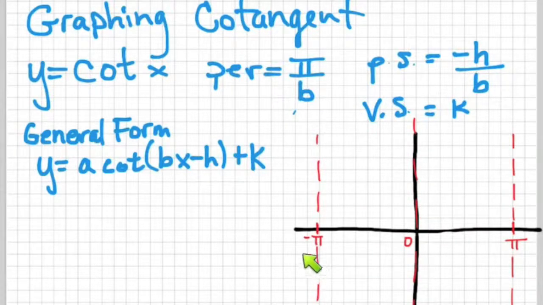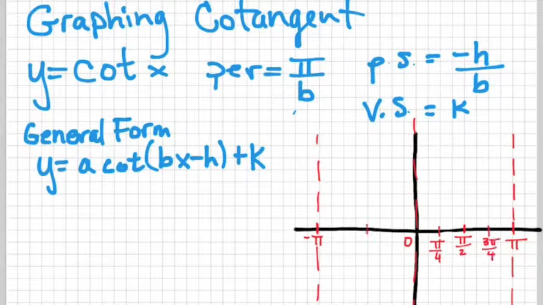My period for just the cotangent of x, right? If you look up here, cotangent of 1x. So the period here is just going to be pi over 1. So it's pi. So we're going to draw one period from 0 to pi, and another period on the other side from negative pi back to 0. And this is what it would look like.